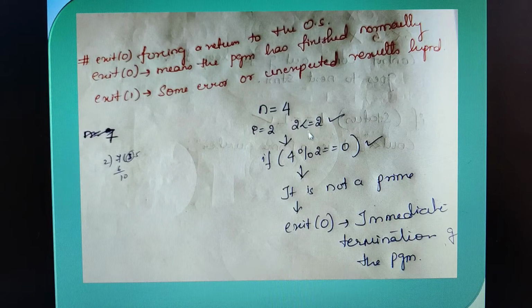So whether 2 is less than or equal to n by 2, it is. So 4 by 2, that is 2 again. 2 is less than or equal to 2. At least it is equal to. Yes, the condition is true. On satisfying this condition, we are checking the if condition. Whether 4 mod 2 results in 0. Yes, because 2 2s are 4. Therefore, it is not a prime number. Soon it encounters the exit of 0, wherein immediate termination of the program takes place. Now let me execute this program and show you so that you can clearly understand.